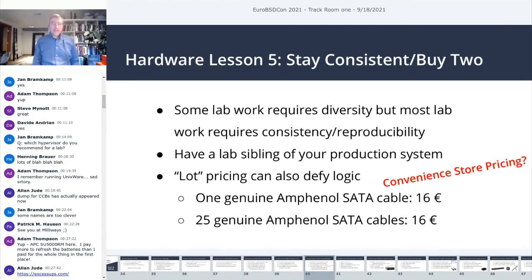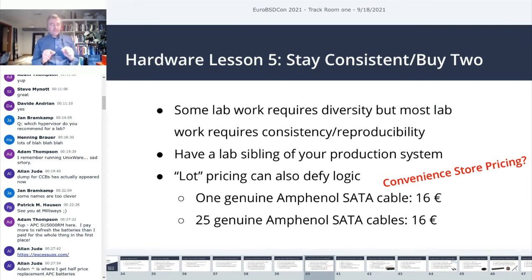So as I touched on earlier, lot pricing can defy logic. If you want to get an Amphenol fancy name brand SATA cable, it's often €16 for one. If you want 25 of them, it's like €16 for the same. So it's a bit like a convenience store. You've probably heard that term, convenience store pricing.